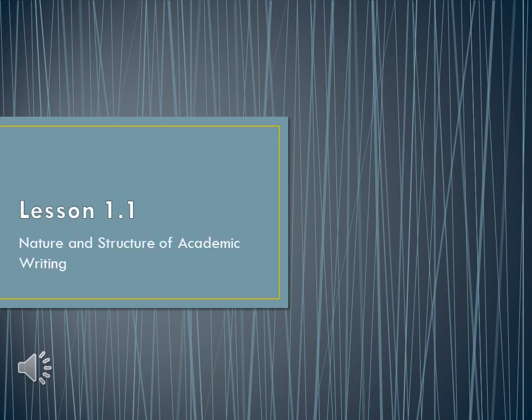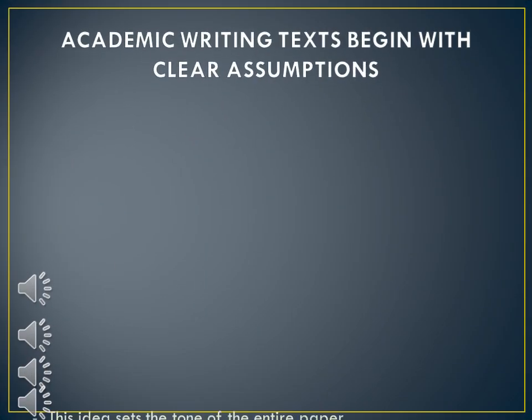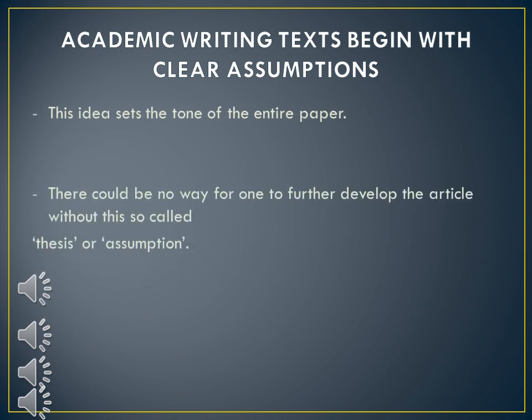Next one, we have Lesson 1.1, Nature and Structure of Academic Writing. The first nature is academic writing texts begin with clear assumptions. This idea sets the tone of the entire paper, and there could be no way for one to further develop the article without this so-called thesis or assumption. In this part, it is very important to plan your argument, analyze the task, and know your target audience.